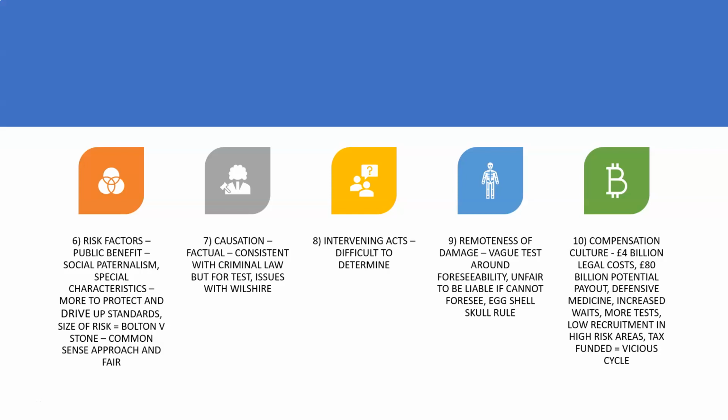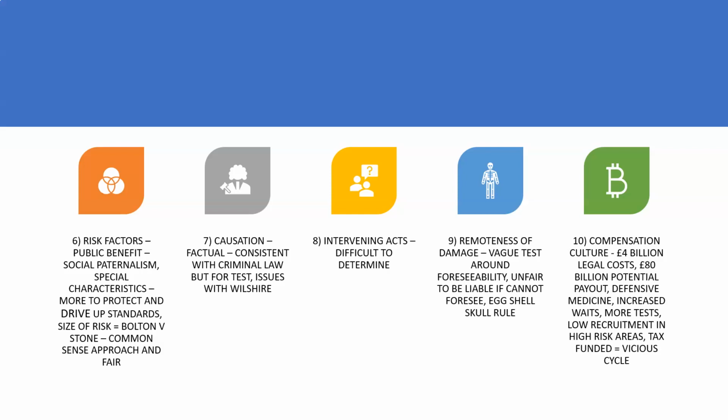Remoteness of damage is the final bit, and people always forget this bit, but it's really important that you do put it in. It's around the Wagon Mound case. And this is a really vague test, to be fair. It's sort of like a random bit that's just shoved on the end to decide whether it is too remote and therefore they shouldn't be liable. So it is a bit funny.